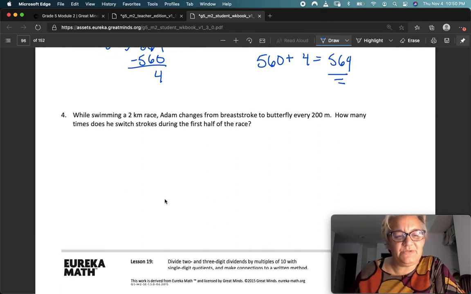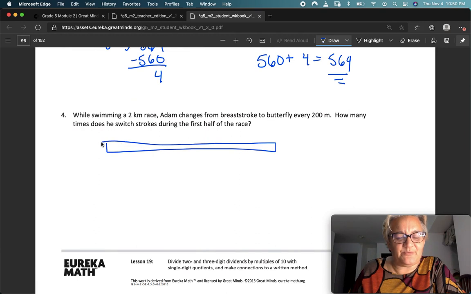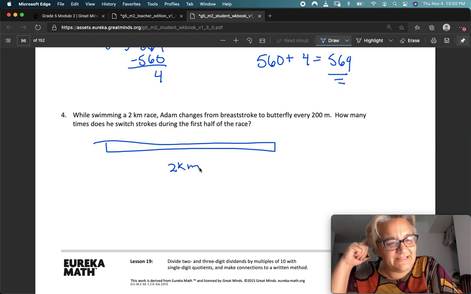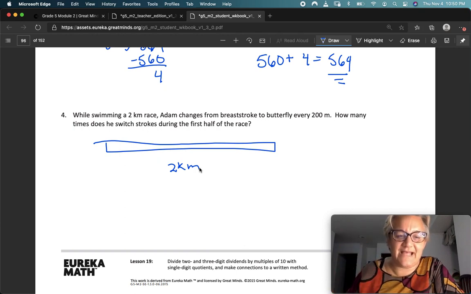While swimming a 2-kilometer race, Adam changes from breaststroke to butterfly every 20 meters. How many times does he switch strokes during the first half of the race? So the first half of the race is just the first kilometer. Okay, that's important. First half of the race. So that's just 1 kilometer.